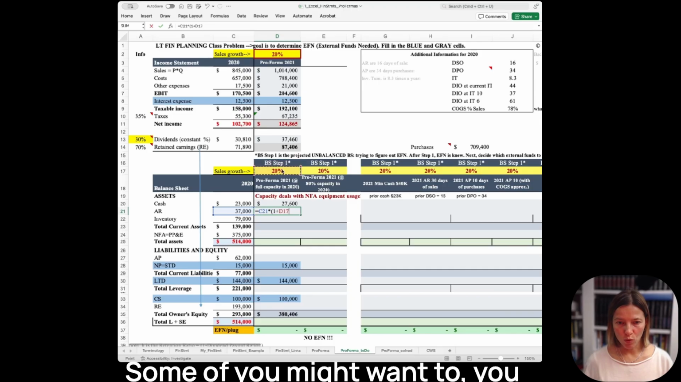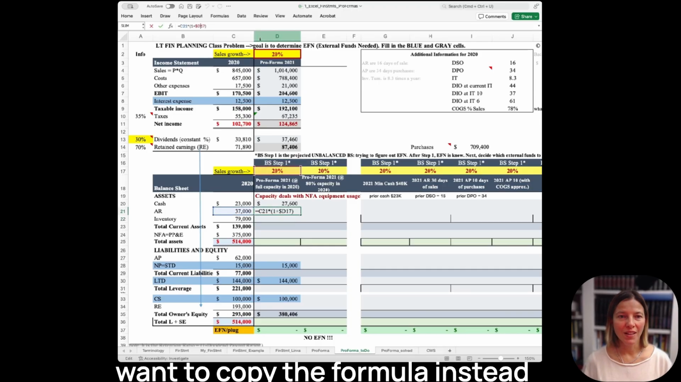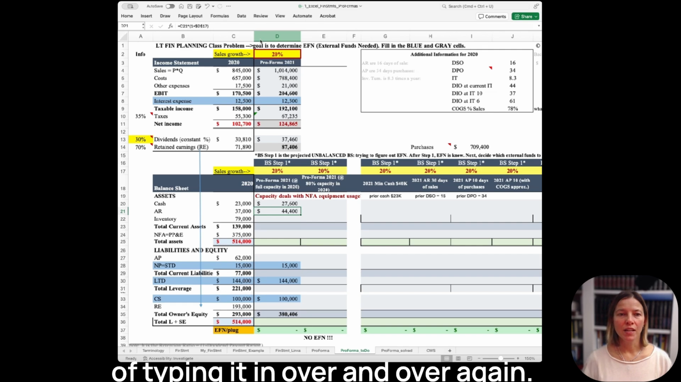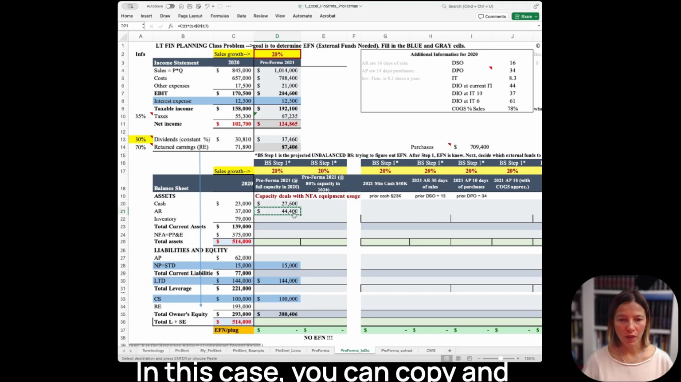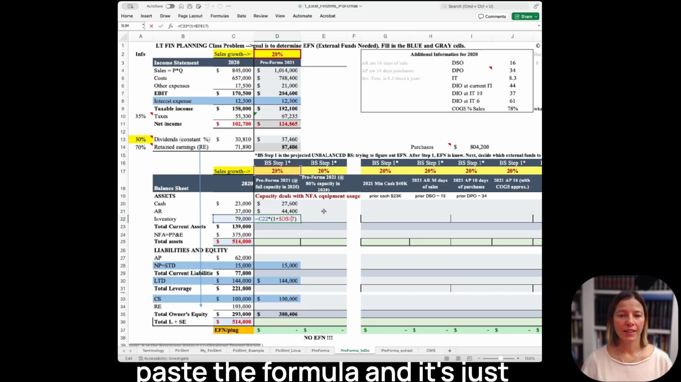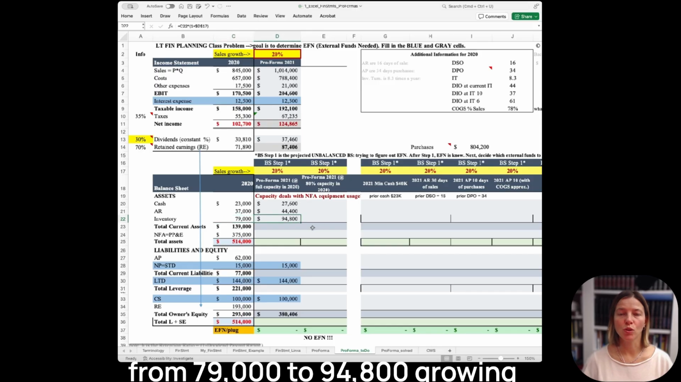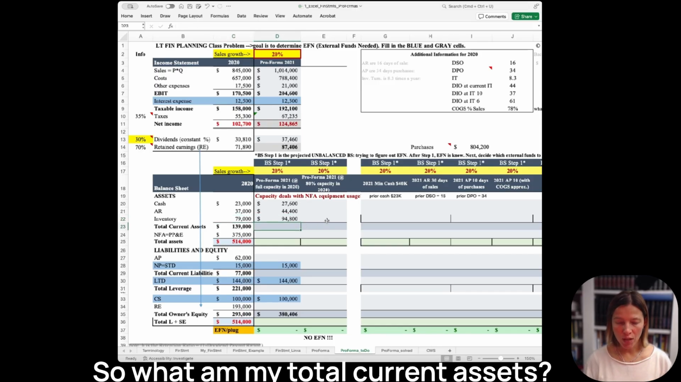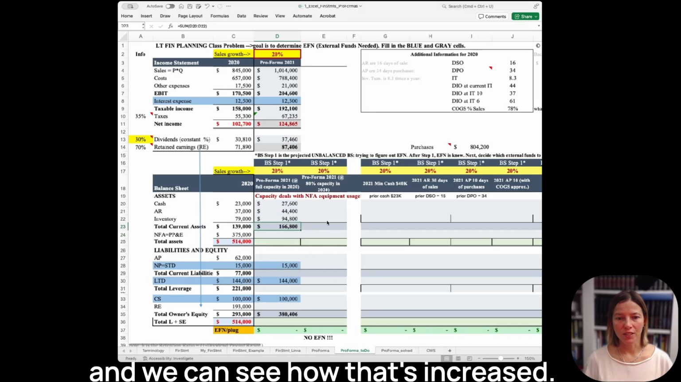Some of you, feeling comfortable, might want to copy the formula instead of typing it in over and over again. To do that, you want to lock the cell reference for your 20%. In this case, you can copy and paste the formula, and it's just going to update all of the numbers. So your inventory is going from 79,000 to 94,800, growing to support higher sales. So what are my total current assets? It's a sum of all of my current assets, and we can see how that's increased.